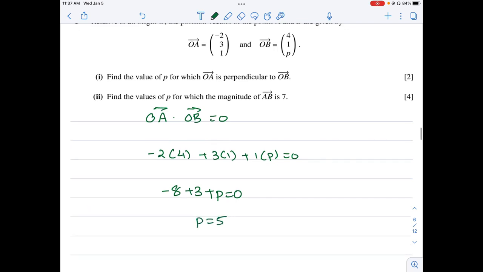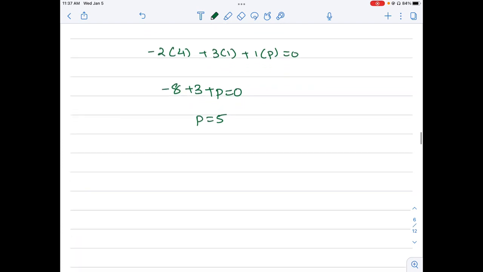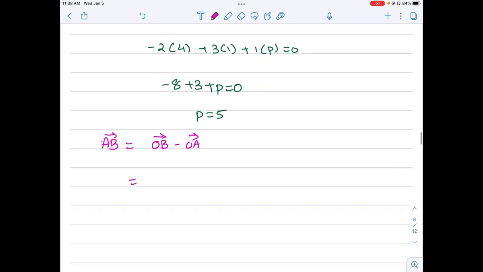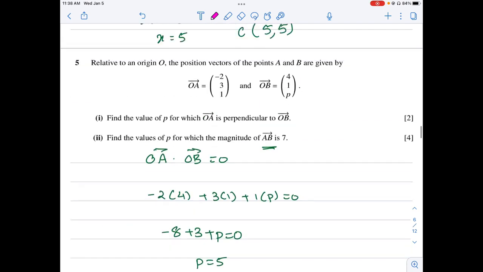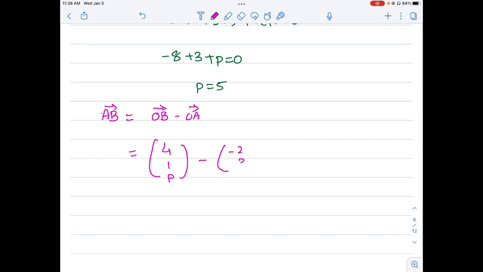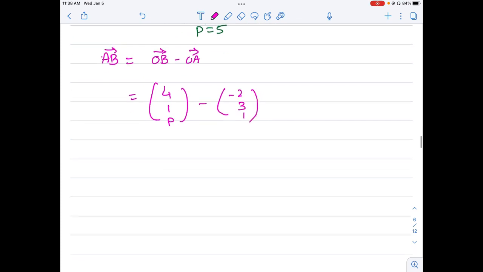Find the values of P for which the magnitude of AB is 7. So I have to find AB. AB means OB minus OA, second vector minus first vector. OB is 4, 1, P. OA is minus 2, 3, 1. So it becomes 6, minus 2 and P minus 1. Its magnitude is 7.